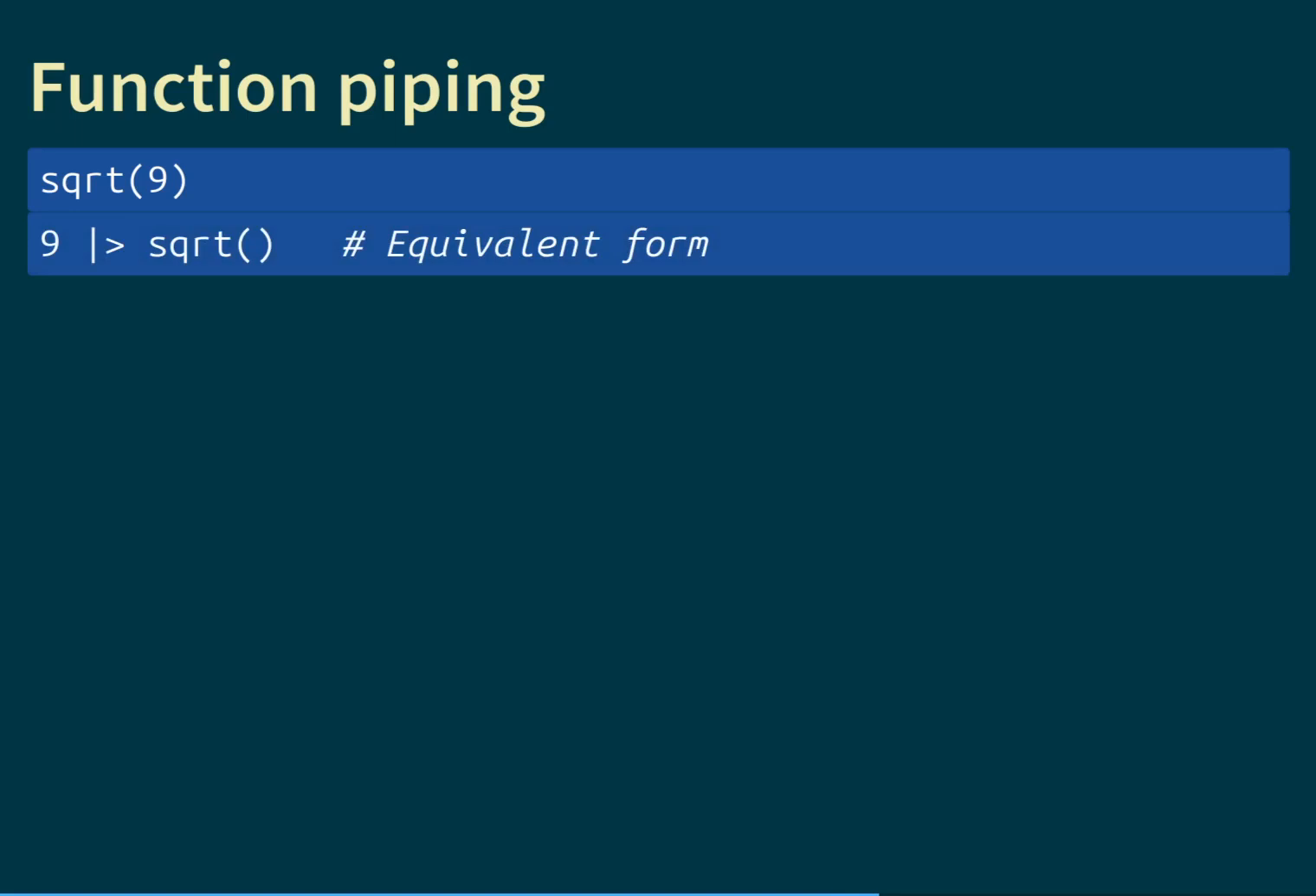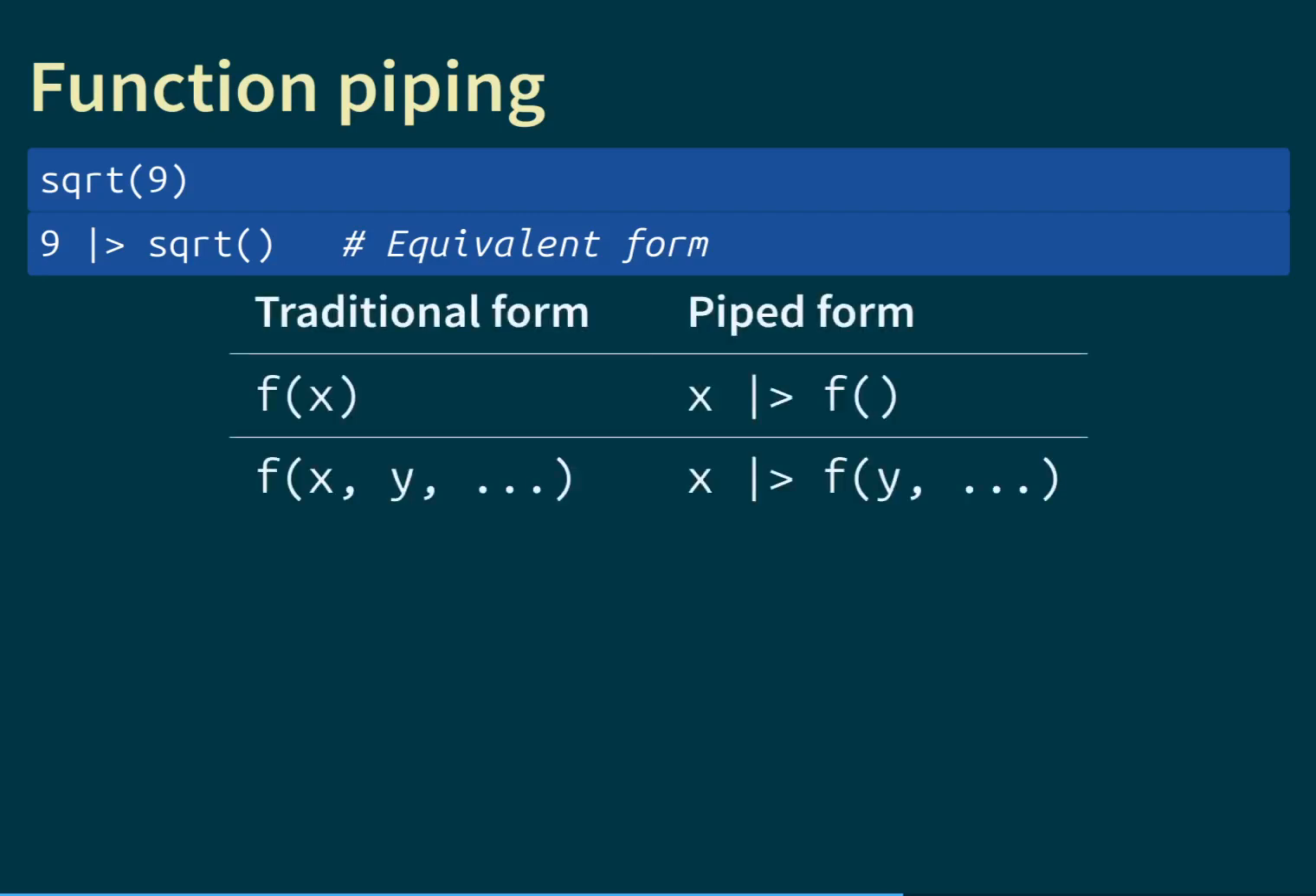And the way we read this is that we feed in the number 9 into the function square root. So the pipe reverses the order of the name of the function and the argument that the function is applied to. So instead of writing down the name of the function, and then what argument we apply that function to, we first write down the argument, then the pipe symbol, and then the function that we're going to be using. So this notation can be used with any function whatsoever, and here's a little table summarizing how the pipe actually works with an arbitrary function f.